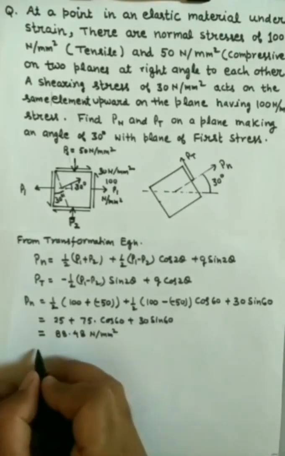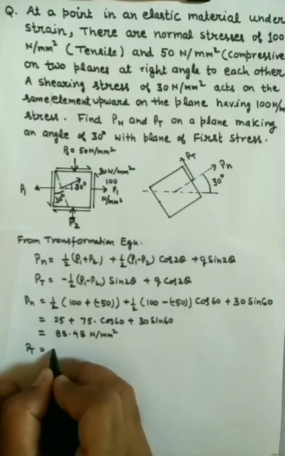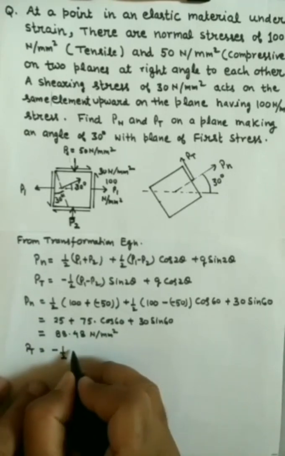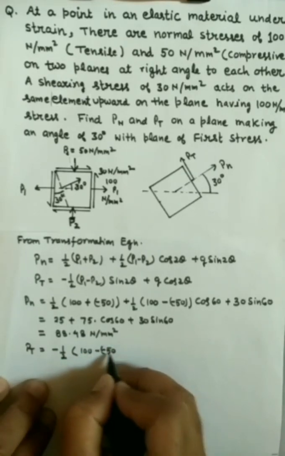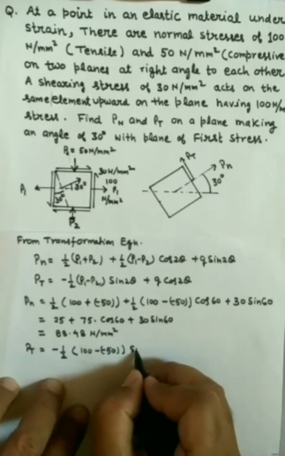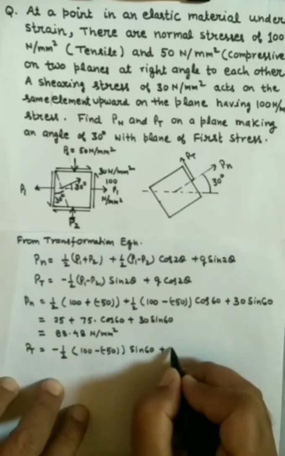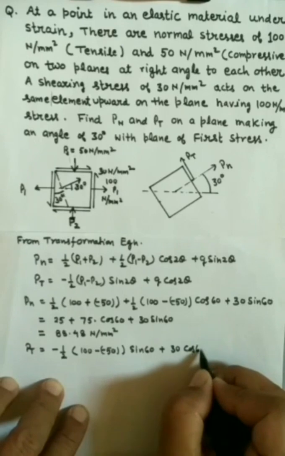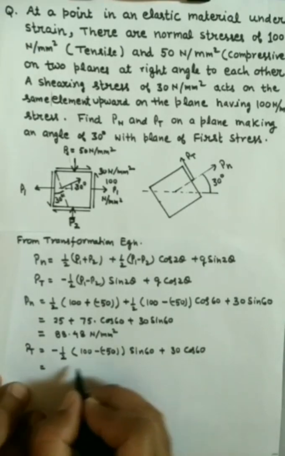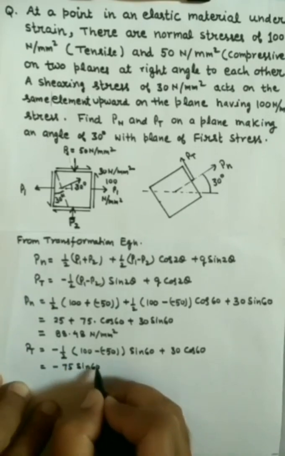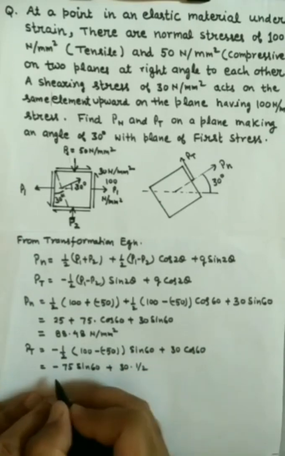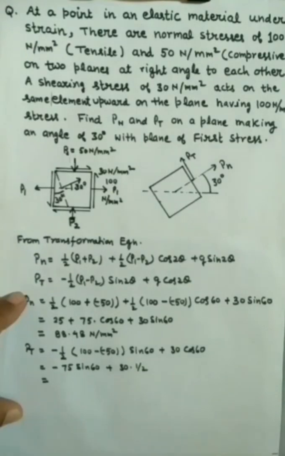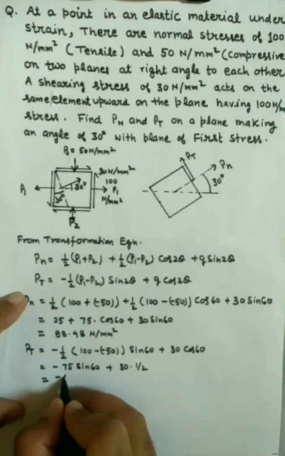Now calculating the values of Pt. Pt is equal to minus 1 by 2 (P1 minus P2), so 100 minus minus 50, sine of 2 theta, that is sine 60, plus Q, that is 30 cos 60. 100 plus 50, 150 by 2 gives 75 sine 60 plus 30 into cos 60 is 1 by 2. So which gives a value of Pt equals to minus 49.95 Newton per mm square.